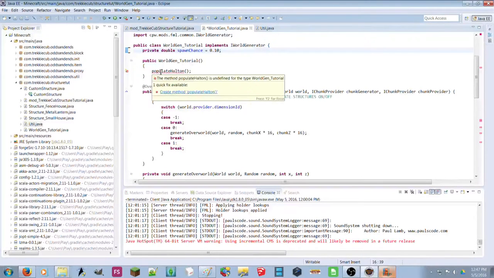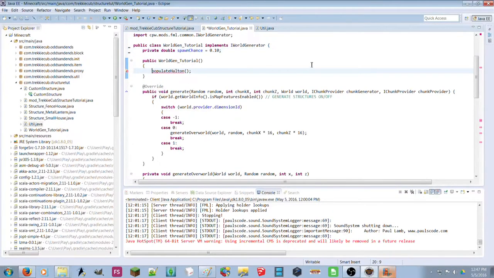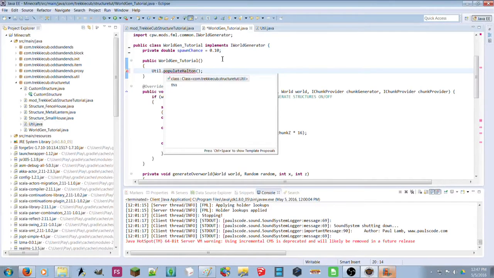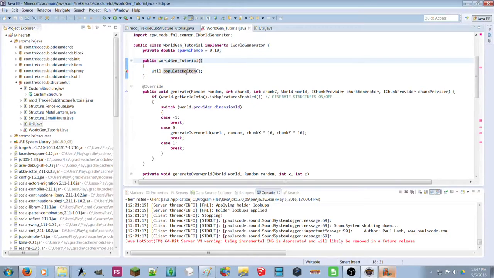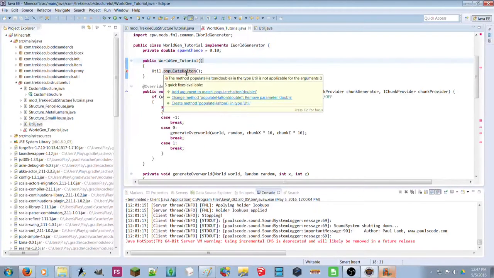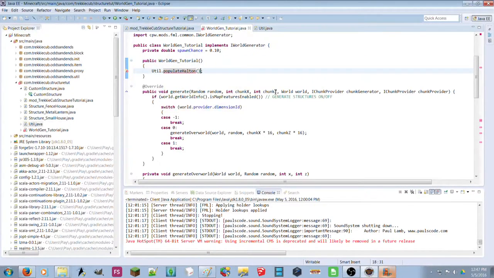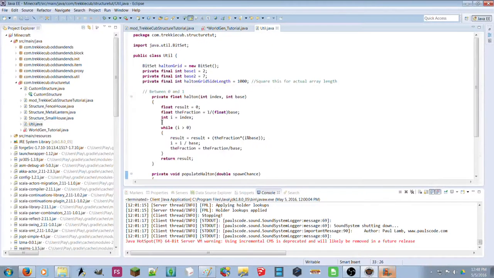Now, you're going to change this from populate Halton to util.populate Halton. Save real quick. It still has an error. Oh, yep, because we have to add that. Okay. Should have a new error. Whoops. Wasn't the error I thought.